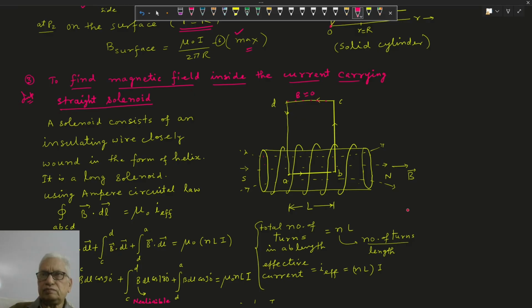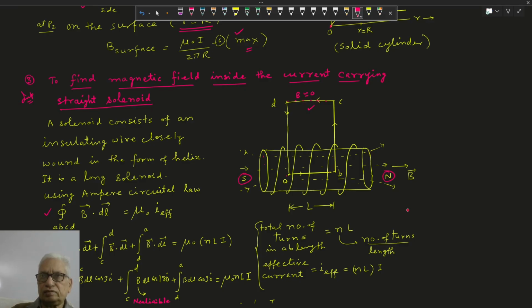Lines of force in the magnetic field: the magnetic field is very small, negligible, for the CD portion. Now we are using the Ampere Circuital Law for the closed path A, B, C, D. Lines of force are entering, so this is the south pole. Exiting out, it is the north pole.